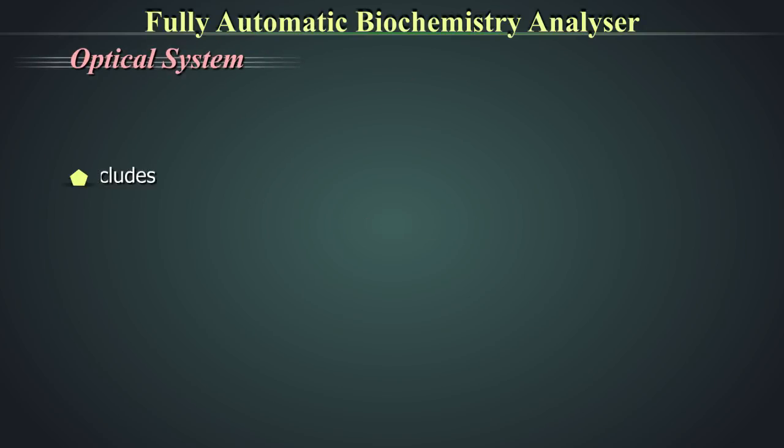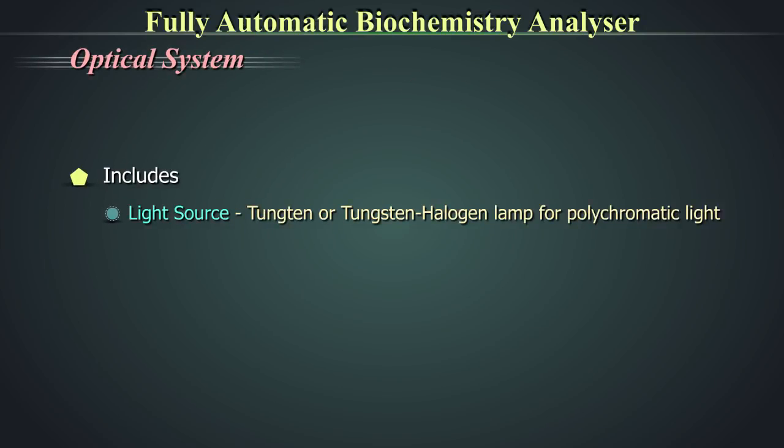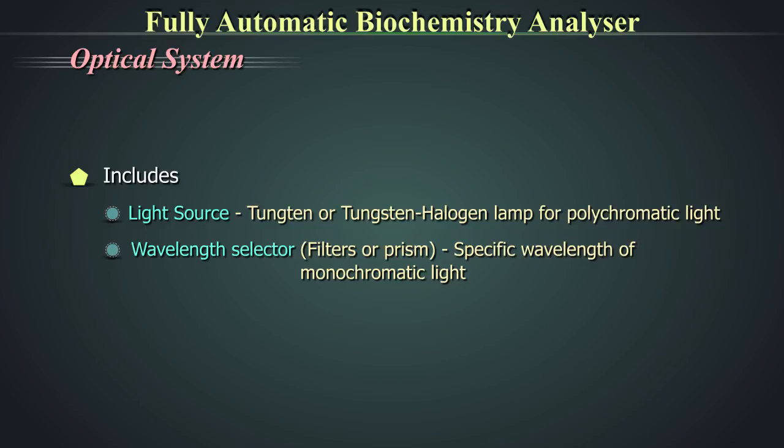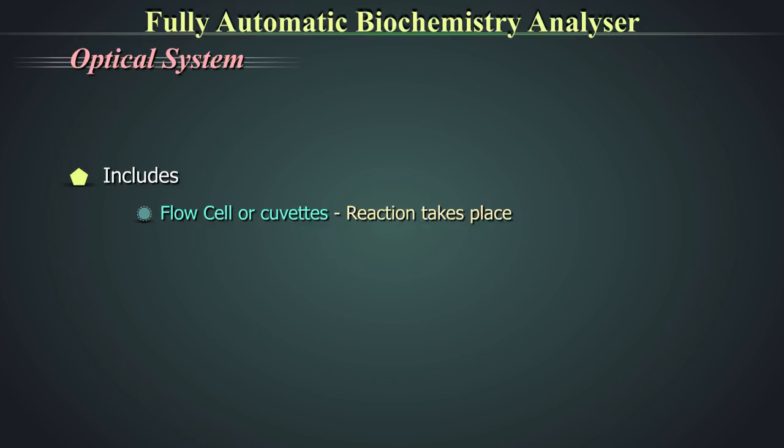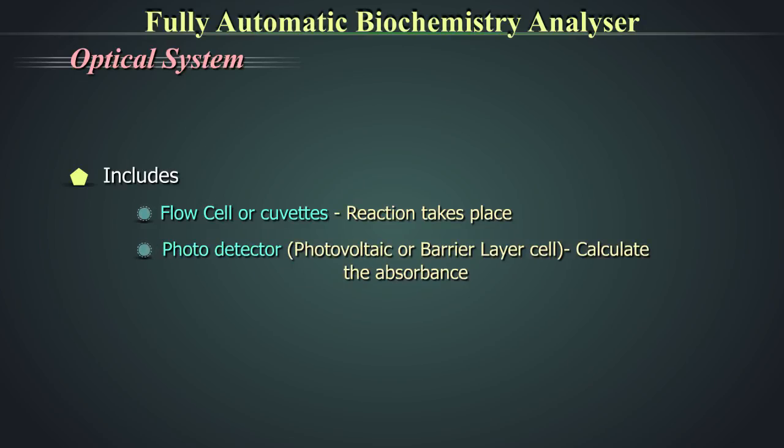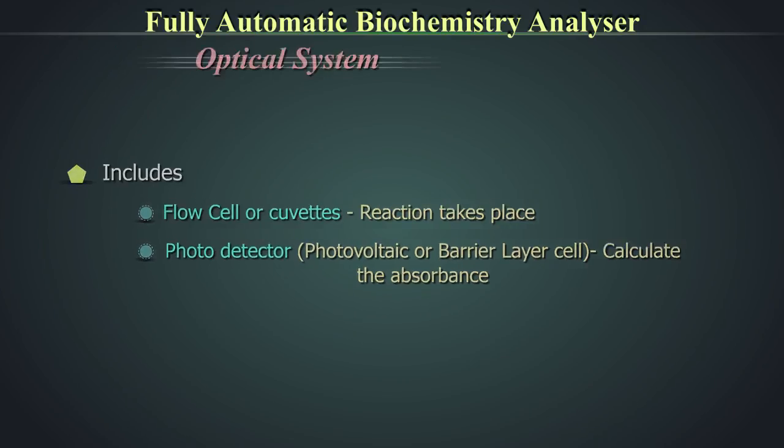Optical system. It includes the light source, which is a tungsten or tungsten halogen lamp for polychromatic light. Wavelength selector, like filters or prism, to give a specific wavelength of monochromatic light. Flow cell or cuvettes where reactions take place. Photodetector in the form of a photovoltaic or barrier layer cell, which calculates the absorbance.